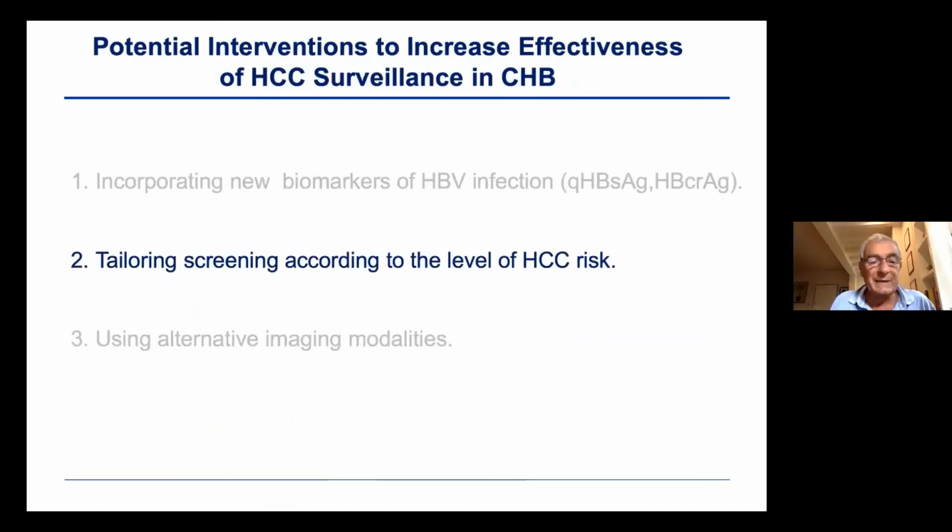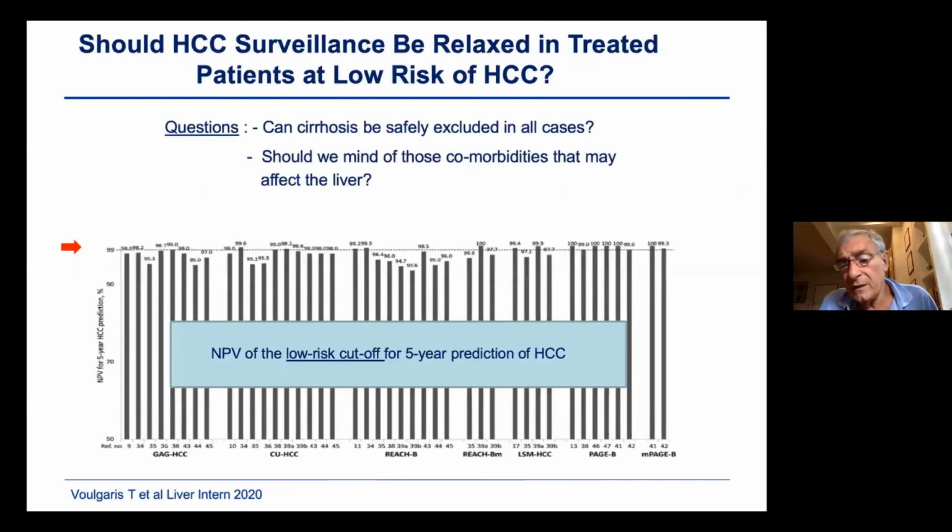The second approach could be tailoring the screening interval according to the level of HCC risk. This is a very challenging issue. Why? Because we perfectly know that the risk of developing cancer is related to multiple factors, from genetic to the virus and the host risk modifier variables, and does not parallel the growth speed of the tumor. So screening intervals have been decided on the basis of the ideal time frame that picks up as many tumors as possible at a very small burden. And this study is to answer the question: should surveillance be relaxed in patients at low risk of HCC?